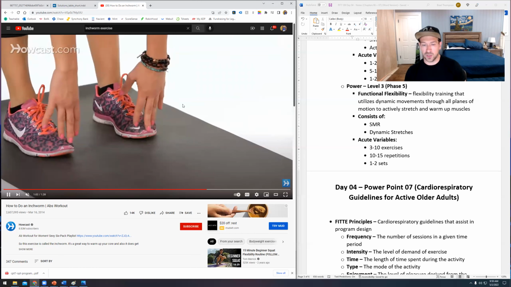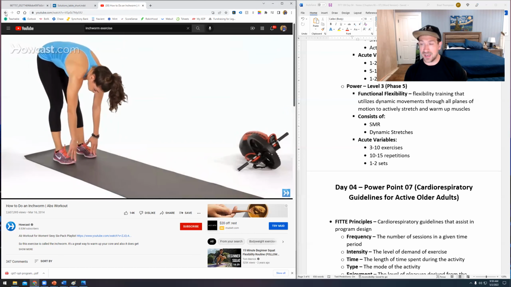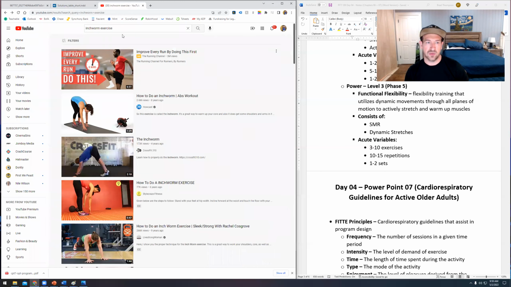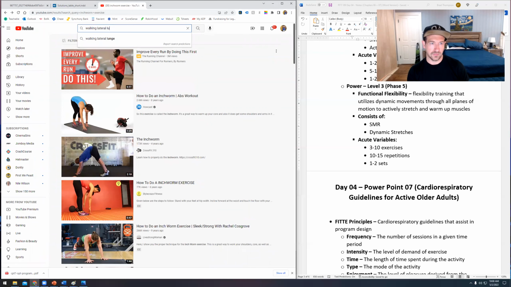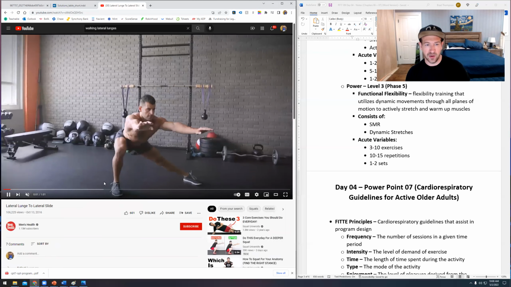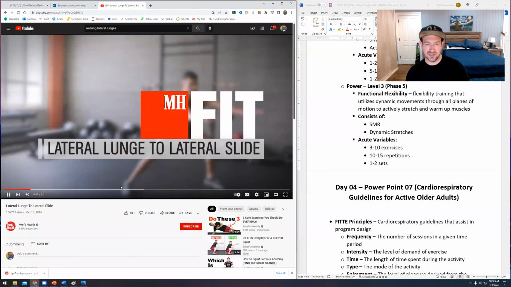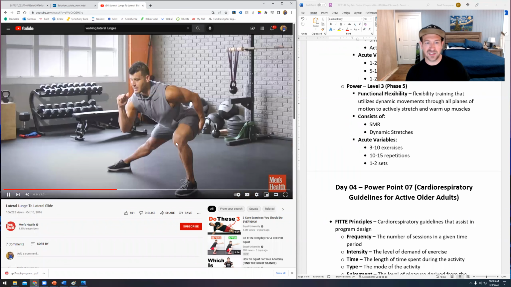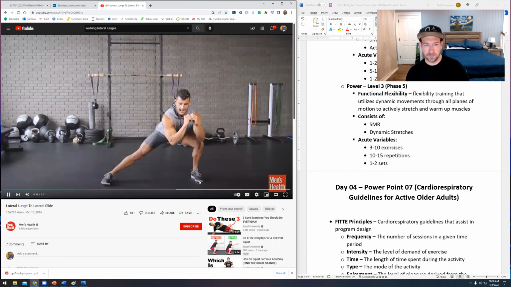This is called an inchworm. And yeah, that's a pretty friggin' advanced hamstring stretch, if you ask me, right? Or what about like a walking lateral lunge? You know, that's an adductor stretch. He goes side to side, and he's very dynamic through the whole movement, right?